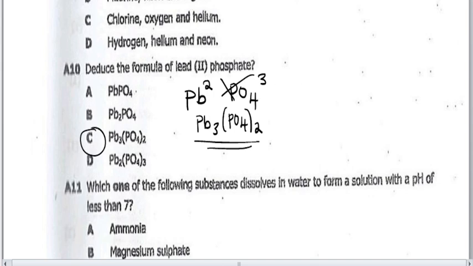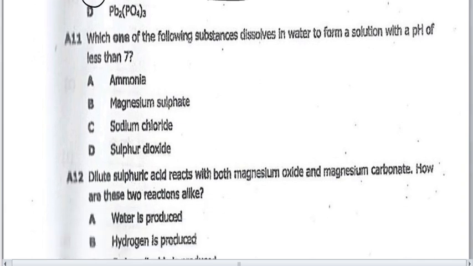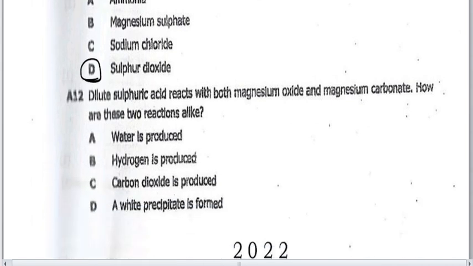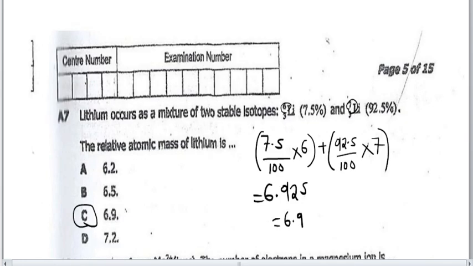Alright, we go to question 11. Which one of the following substances dissolves in water to form a solution with a pH of less than 7? Now, a solution with a pH of less than 7 is an acidic solution. From the answer choices, the only one which can form an acidic solution when dissolved in water is sulfur dioxide. It's actually the one that causes acid rain. So sulfur dioxide.